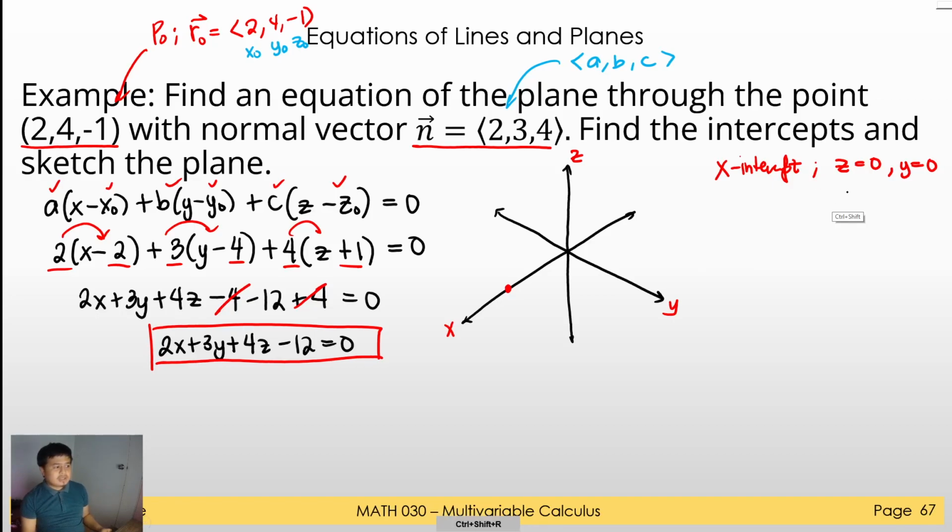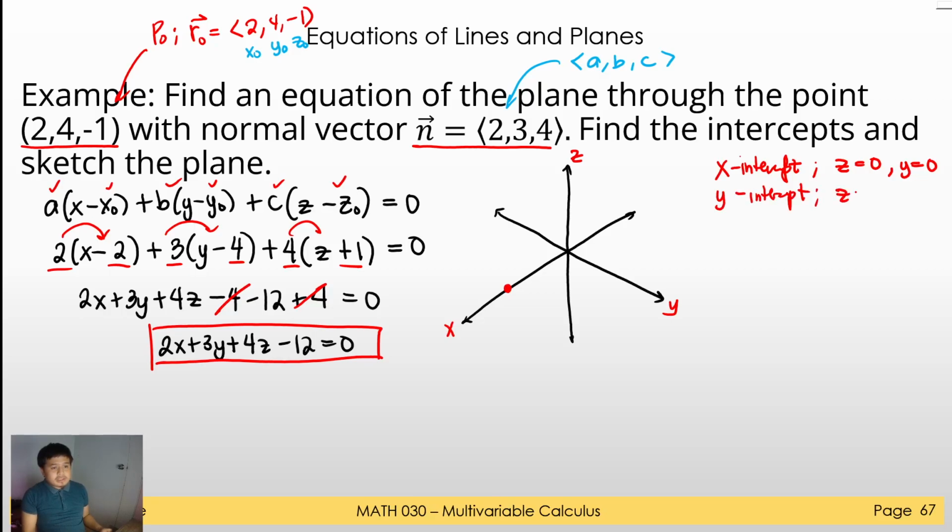So we can just substitute z is equal to 0 and y is equal to 0. If you can imagine, the height here is 0, so z is equal to 0. This is positive z, this is negative z, and it will be 0 in y as well. This is negative y, this is positive y. That is why that is the x-intercept. That will be true as well for the y-intercept.